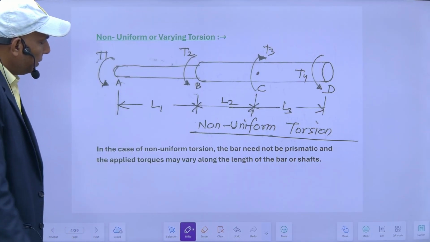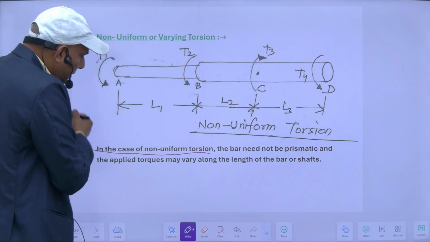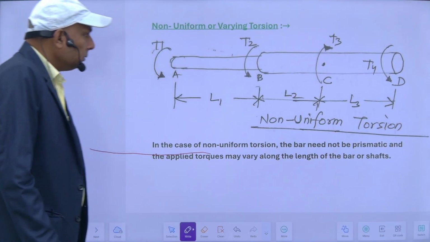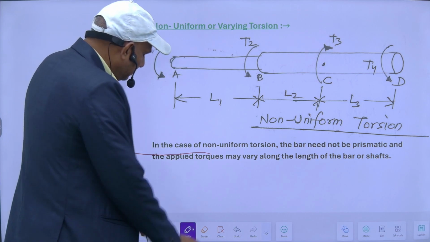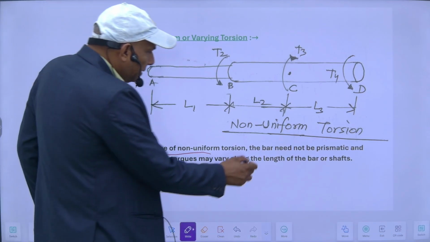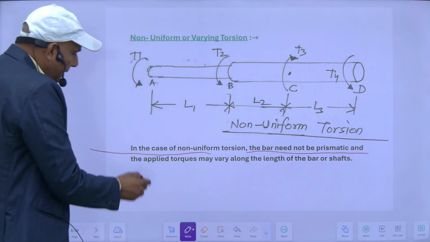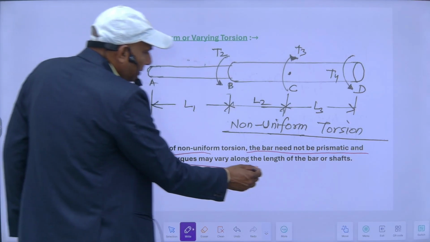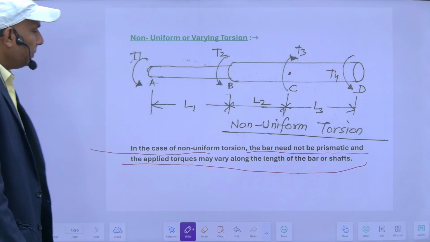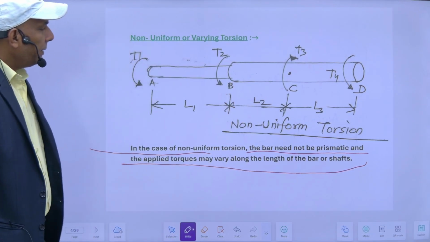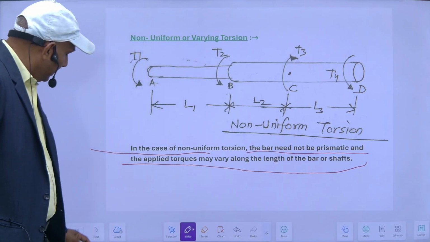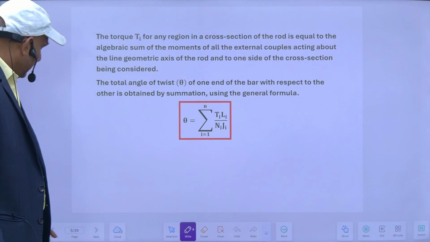So in case of non-uniform torsion, like this, the bar need not be prismatic. So applied torque may vary along the length of the bar or shaft. So in case of non-uniform torsion, my torque can vary and my bar need not be prismatic. So how will we do the analysis of this?